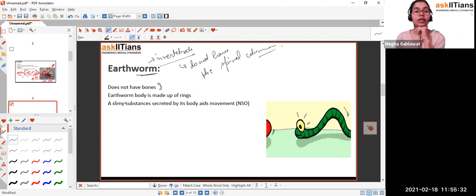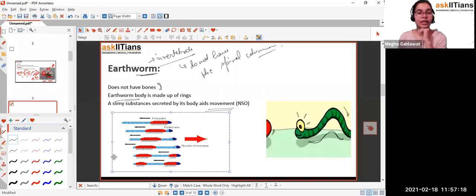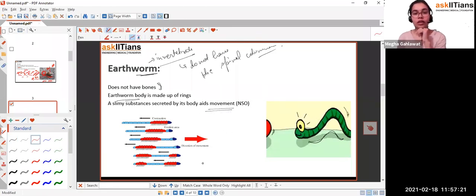Now see, the entire earthworm body is made up of rings, as you can see in this particular diagram right here, right? And every single cell on the outside of the earthworm's body secretes a slimy substance, okay? And that slimy substance helps in the slithering of the earthworm. Okay, so the slimy substance which is secreted by the body helps in the body movement, right?